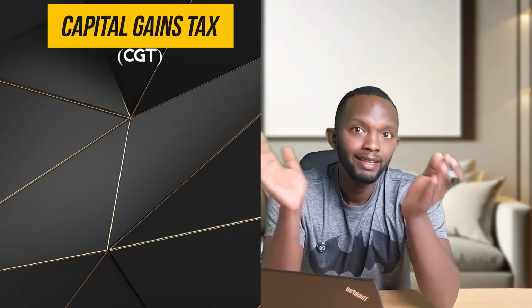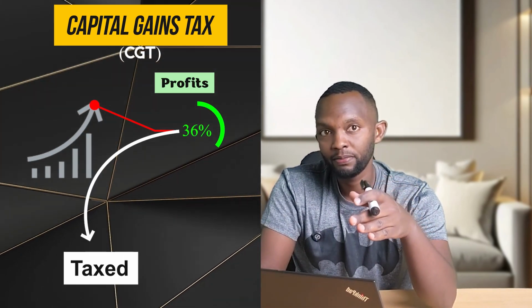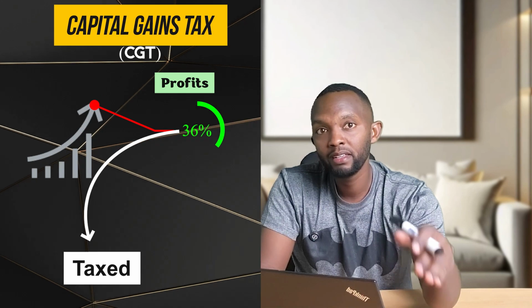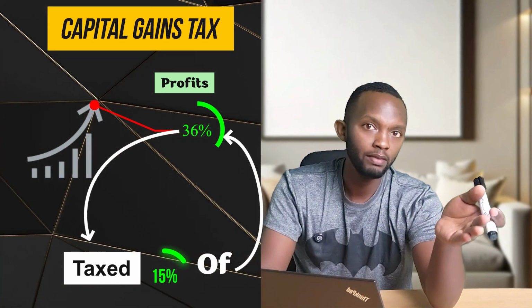Are you thinking of selling your property? If you are, don't forget about capital gains tax. Capital gains tax, or CGT, is a tax that is charged on profits made from sale of your property. As at the time of making this video, this is 15% of the profits that you make.